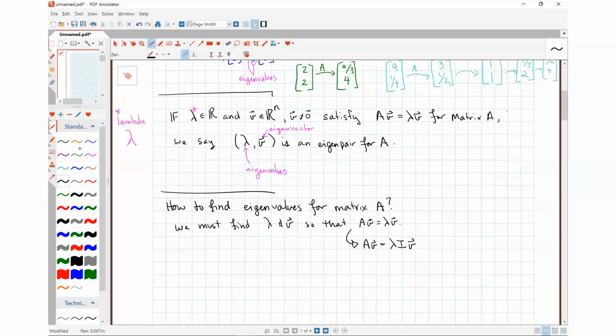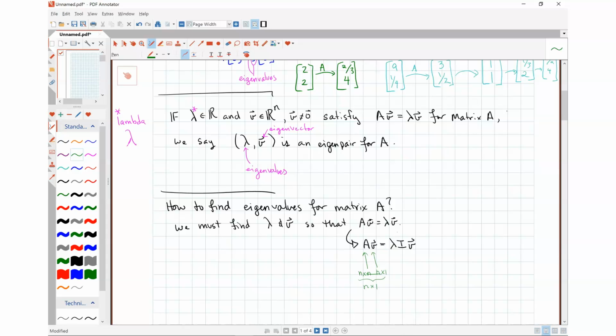And the reason for that is that over here, A is a matrix. I'm just going to write that it's n by n. And V is a column vector. It's n by 1. And so their product is an n by 1 column vector. And without the I here, we just have a scalar times the vector.